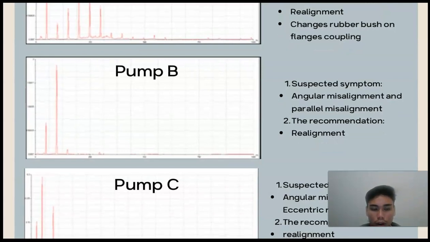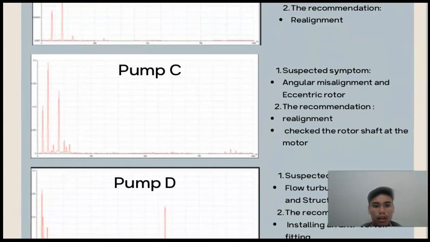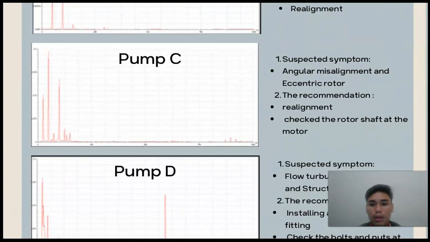From the graph of the velocity versus frequency, the suspected symptoms are angular misalignment and parallel misalignment due to the 3 type of peak recorded. For the recommendation, realignment back the machine or the motor. Next, we go to the pump C. The suspected symptoms are angular misalignment and eccentric rotor.